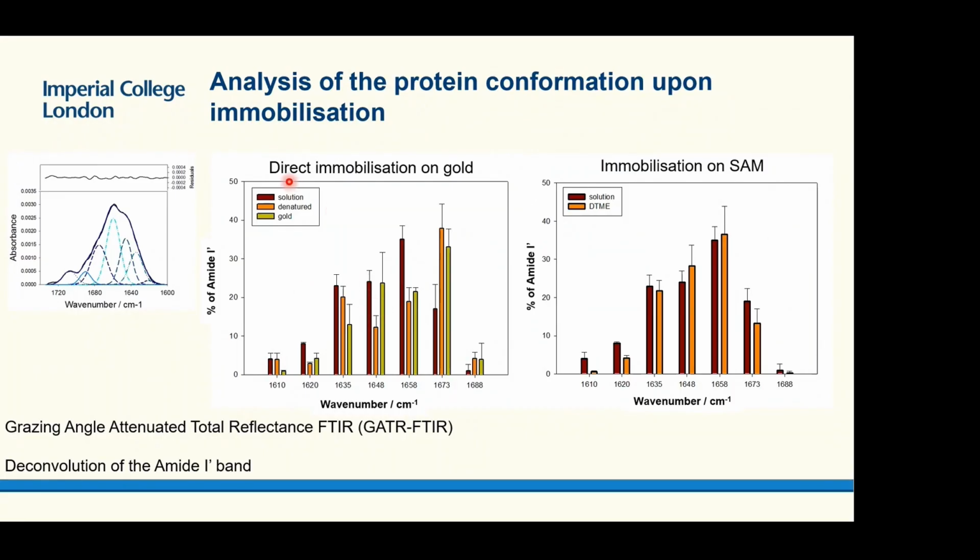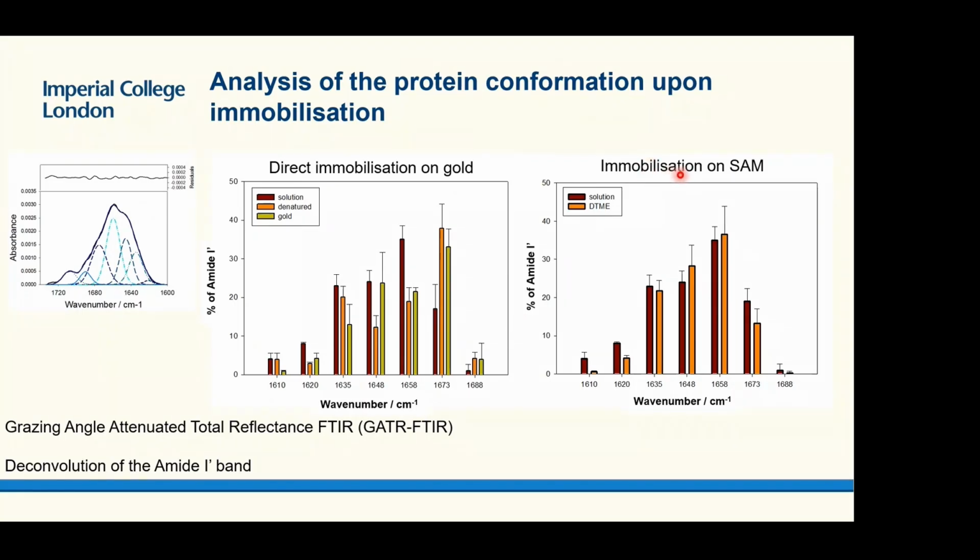And what we can see is that when we look at the direct immobilization on gold, the distribution of these components is different between the protein in solution and the protein immobilized on gold. The protein immobilized on gold is much closer in terms of the distribution of these bands to the protein that is being denatured with guanidinium hydrochloride. The suggestion then is that if you immobilize the protein directly on gold, the protein denatures. And that's what I was saying, that you need to be careful about maintaining the native structure.